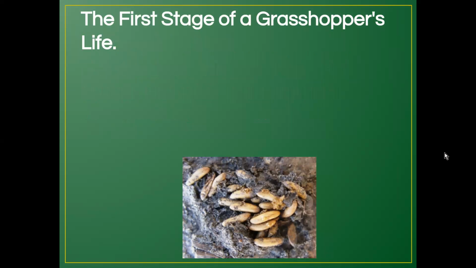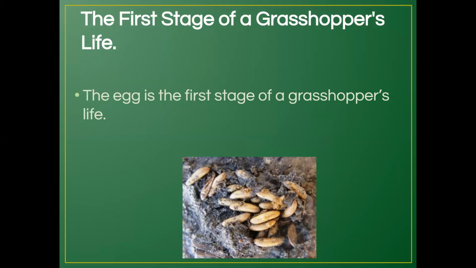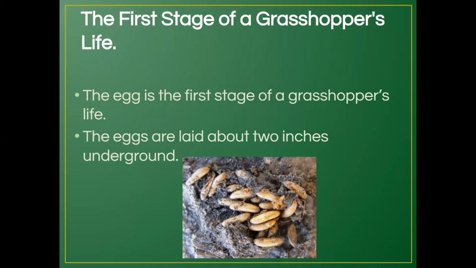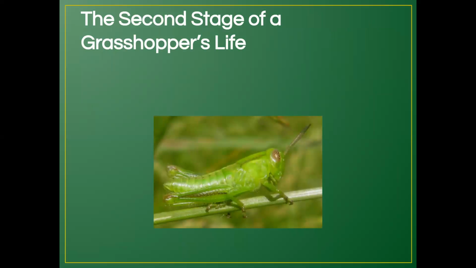The first stage of a grasshopper's life. The egg, it's the first stage of a grasshopper's life. The eggs are laid about 2 inches under the ground. The second stage of a grasshopper's life, the second stage is called the nymph. And the nymph stage looks like the adult grasshopper, but it's missing something. It's missing wings.